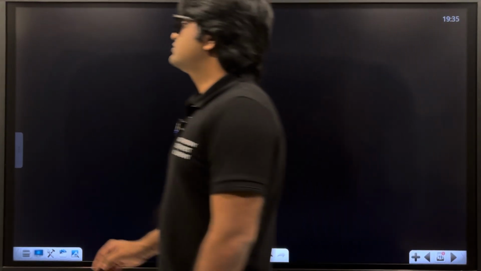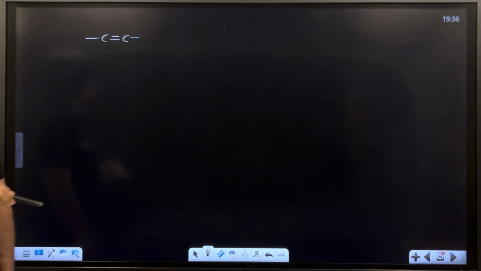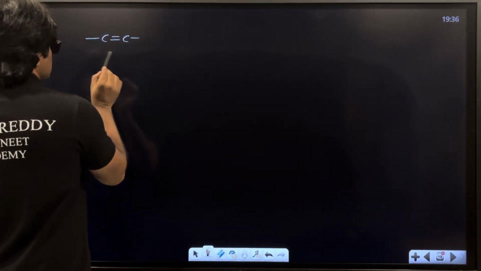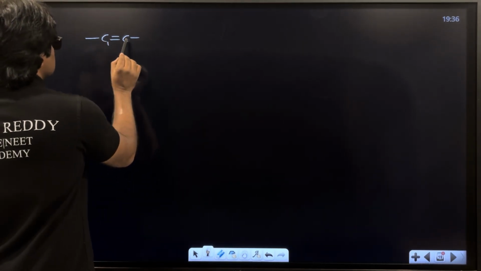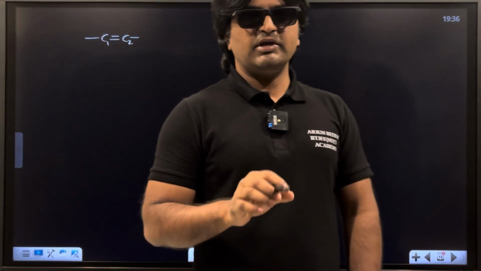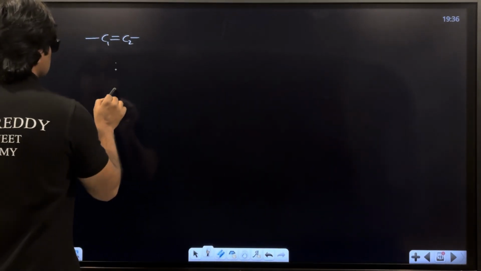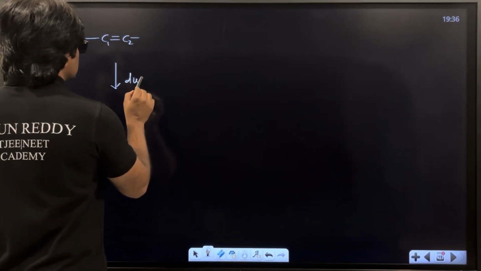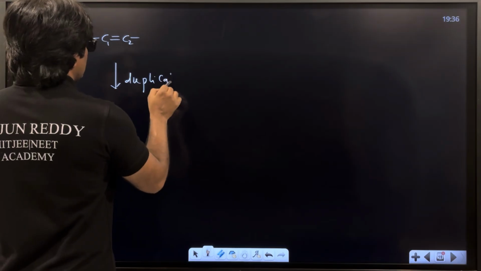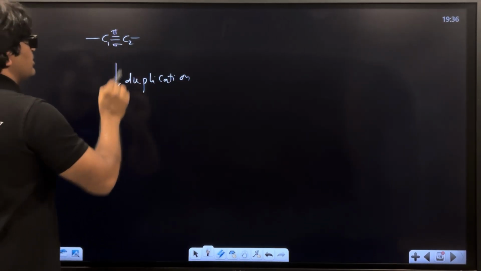Now first you start from C double bond C. Just in order to differentiate, let it be the first carbon and second carbon atom. Just for clear understanding, I am taking C1 and C2. Okay, and how to apply duplication? In case of duplication, first of all, here there is a sigma and a pi bond. One sigma and one pi bond is present.